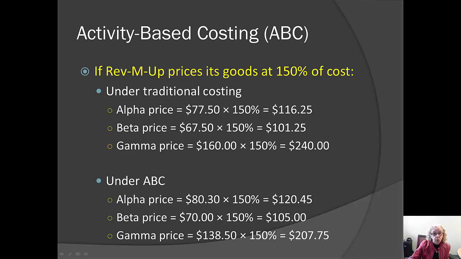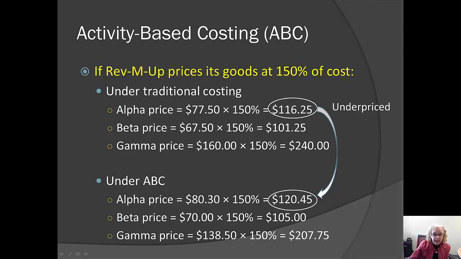Now, what if Rev-em-up prices its goods based on their cost? In that case, the price that we assign to these goods is going to be significantly affected by the costing method that we choose. So, let's say the firm marks up its goods to 150% of cost. We can compute the price that we would charge under traditional costing versus, for example, activity-based costing.